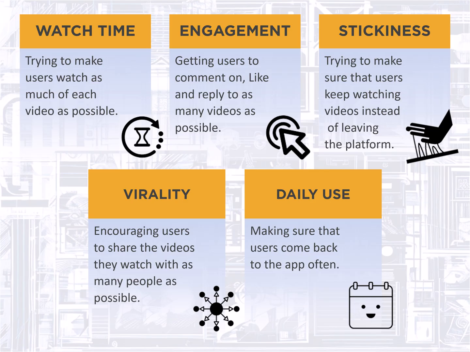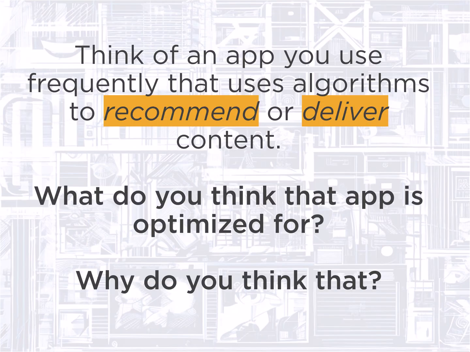Besides the different types of algorithms, they can also be optimized for different effects. For instance, a video site's Up Next or For You algorithm might be optimized for one of these purposes. Let's pause for a moment. Try thinking of an app that you use frequently that uses algorithms to recommend or deliver content. What do you think that app is optimized for? Watch time, engagement, stickiness, virality, daily use, or something else? Why do you think that?